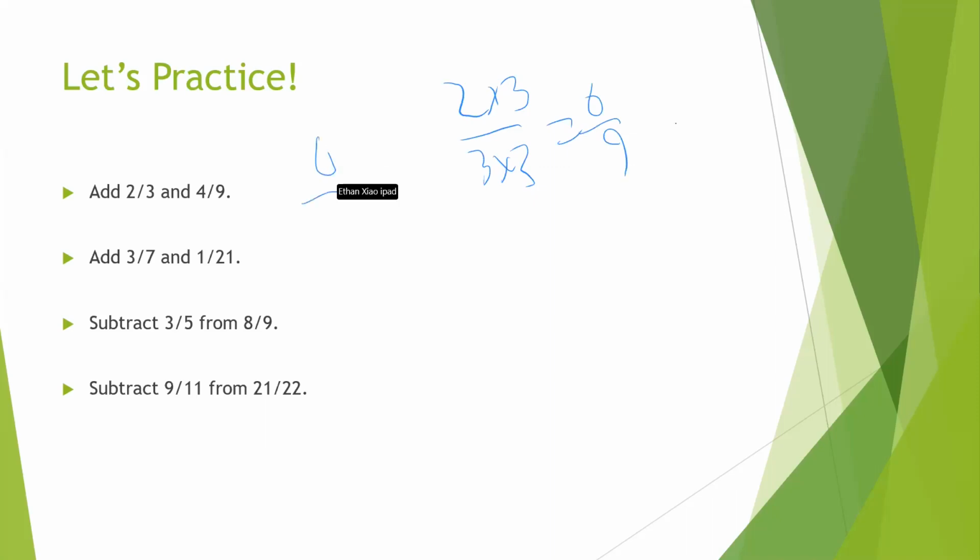So we add 6/9 plus 4/9, which is 10/9. And I'll accept both 10/9 and 1 1/9, because I don't really care which way you write it as long as it's correct. So now I'll go over the second problem.